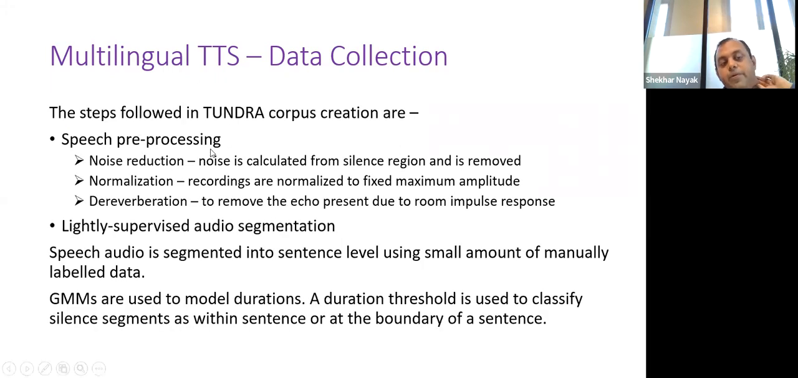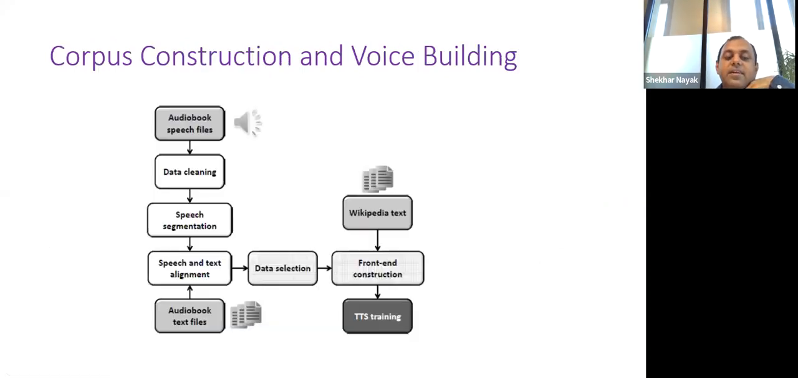So they do speech pre-processing: noise reduction, normalization, de-reverberation, removing any echo, and then they segment it, and then they do forced alignment in order to align the speech and the text. So from the audiobooks' speech files and the text format of the book, you can create the text to speech training data by these steps: cleaning the data, speech segmentation, and then aligning the speech and text, and then you can train the TTS models.